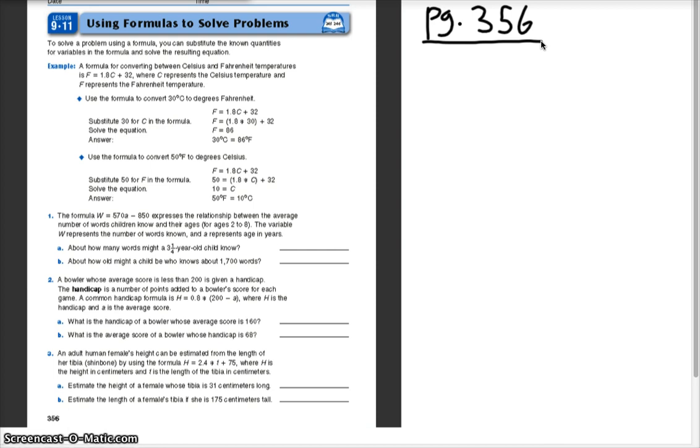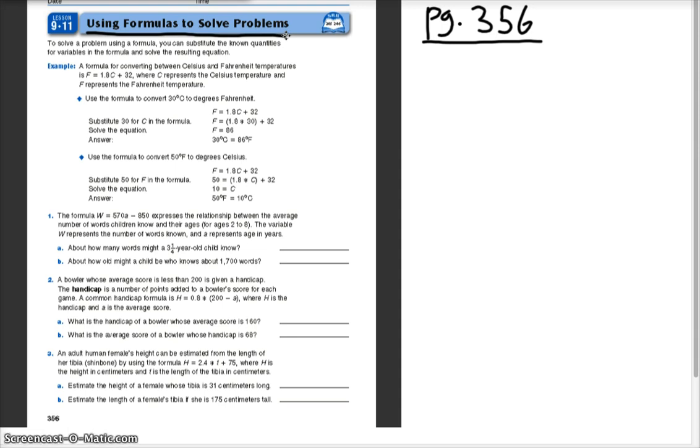356. This is what the page should look like. Okay, I'm hoping to keep this kind of brief. Try to show you the way to solve the problem. And what we're looking at is exactly what this title says, using formulas to solve problems.